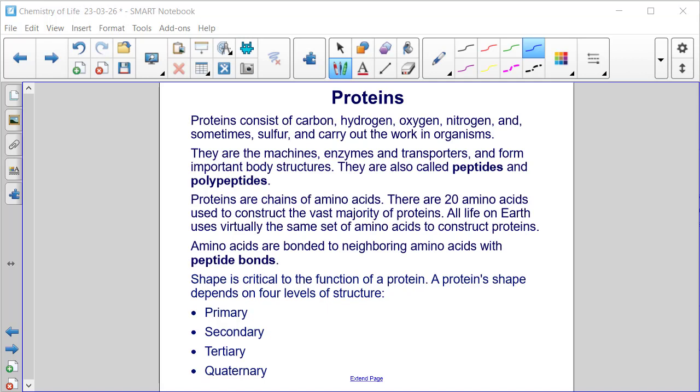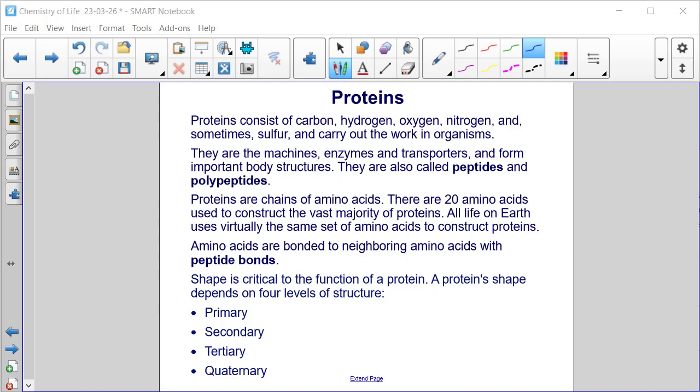Proteins. Proteins consist of carbon, hydrogen, oxygen, nitrogen, and sometimes sulfur, and carry out the work in organisms. They are the machines, enzymes and transporters, and form important body structures. They are also called peptides and polypeptides.